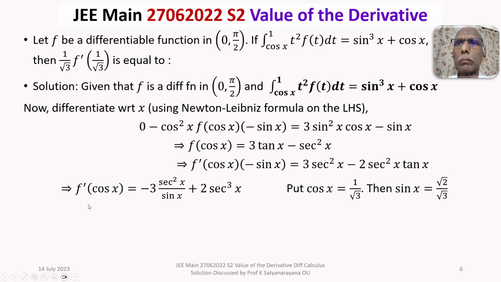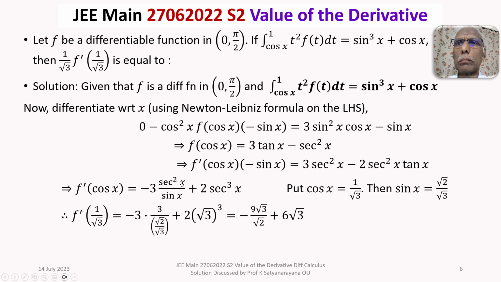Right. We go and substitute. f prime of 1 by root 3 is equal to minus 3 into secant square x, where x is root 3, whole square, that is 3, by sin x, where x is root 2 by root 3, plus 2 into secant cube x, where x is root 3, whole cube. That's equal to 9 root 3 by root 2 plus 2 into 3 root 3, that is 6 root 3.